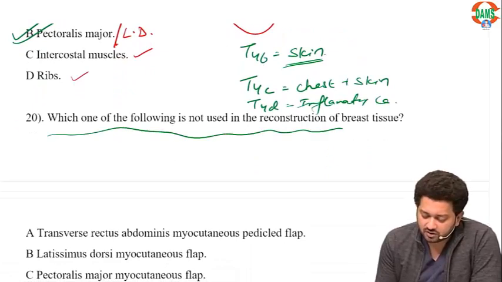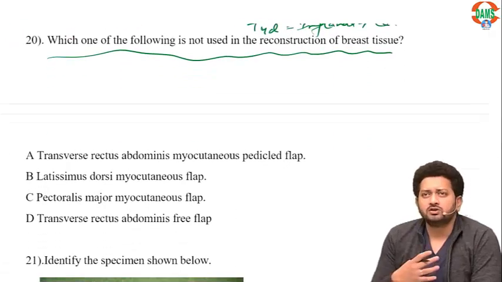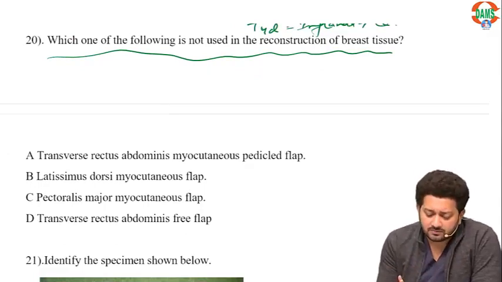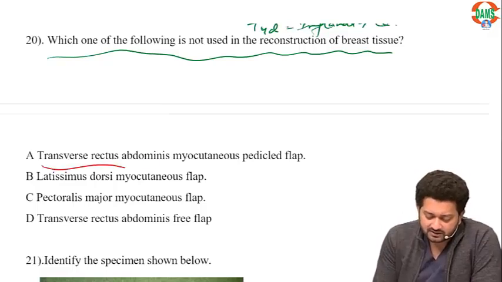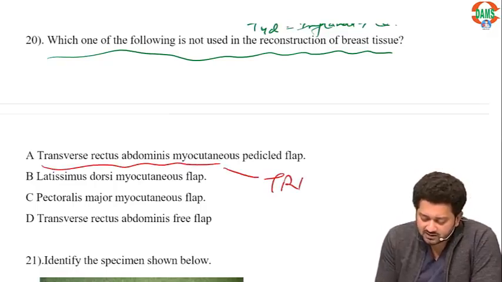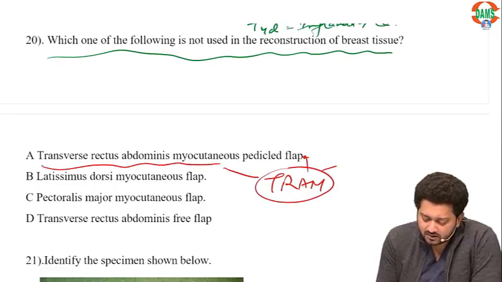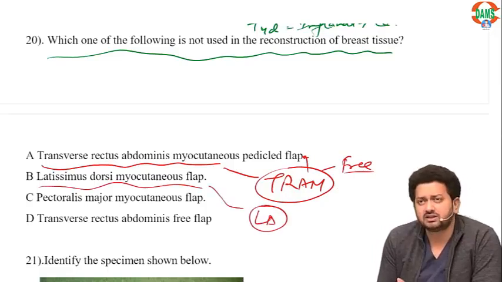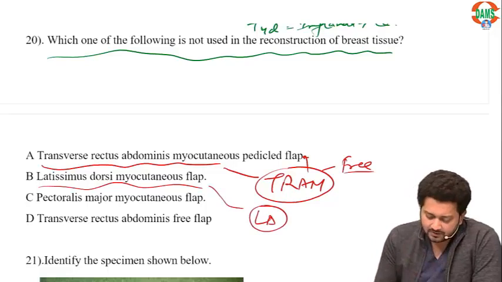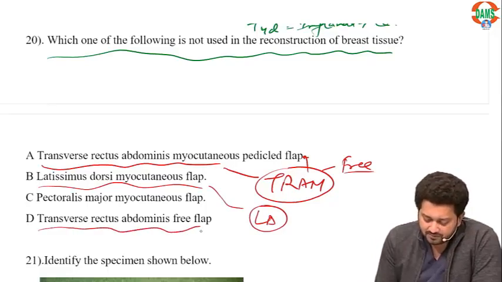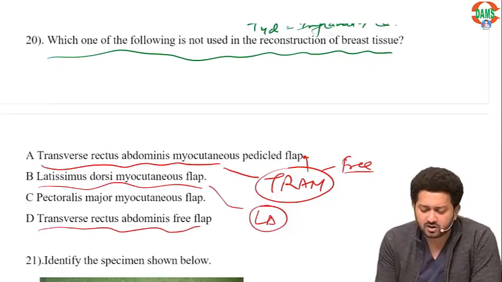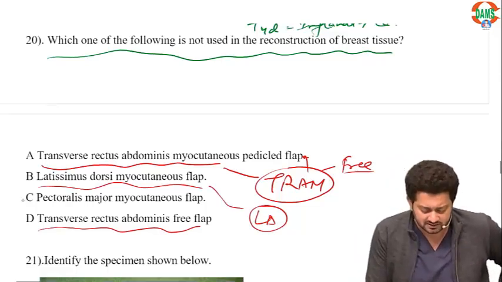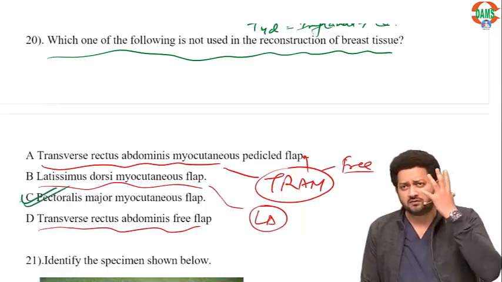Which one of the following is not used for the reconstruction of breast tissue? Reconstruction of breast tissue means, after doing the modified radical mastectomy, what kind of flaps are available. This is TRAM flap. Transverse rectus abdominis can be pedicled or it can be free. Both can be used. LD flap can be used for reconstruction of the smaller size breast. This is TRAM free flap. Pectoralis major myocutaneous flap you cannot use. Pectoralis major is here only, and you cannot use that for the breast cancer patient. This flap is mostly used for the reconstruction of the head and neck area.